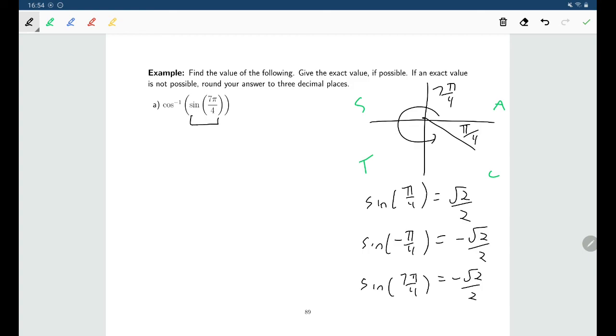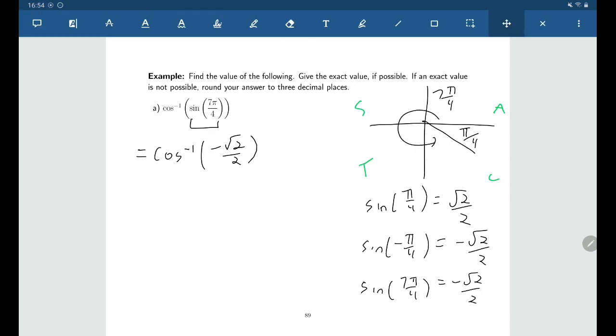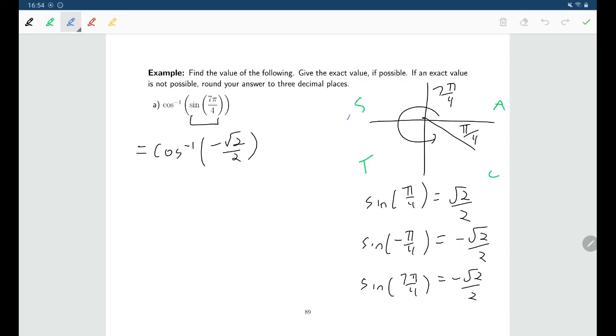So when we're looking at what's on the inside, cos inverse of sine of 7 pi over 4, it's really what is cos inverse of negative root 2 over 2. We have to ask ourselves, which angle gives us a value for cosine that is negative root 2 over 2? Remember that cosine inverse is only going to give you outputs in quadrants 1 or 2. It's not quadrant 1 because that's where cosine would be positive along with everybody else. It would have to be in quadrant 2.